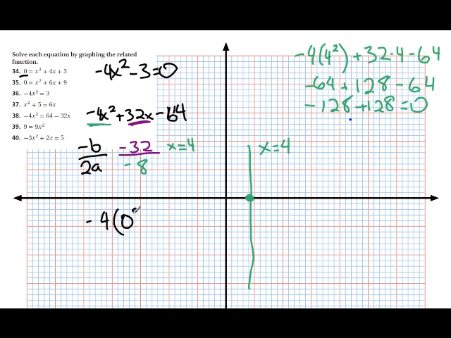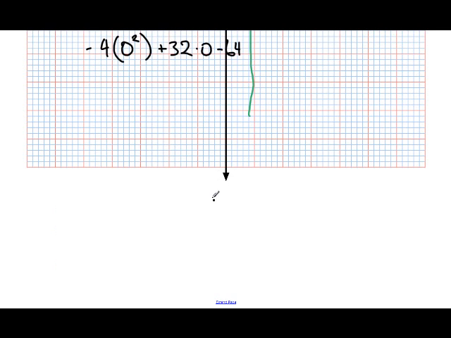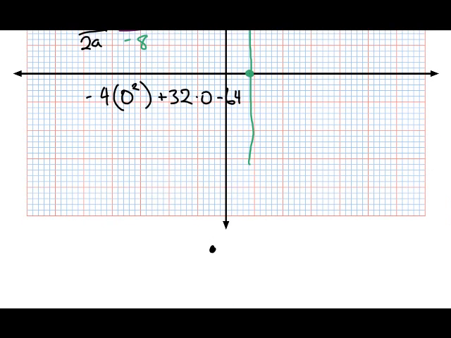So negative 4 times 0 squared. I use 0 because this is going to make everything cancel out. 32 times 0 minus 64. So we have 0 plus 0 minus 64. So we're going to have this point at 0, negative 64. And my graph doesn't go that far. It'd be down here. No, wait. 0, negative 64 would be on the axis.